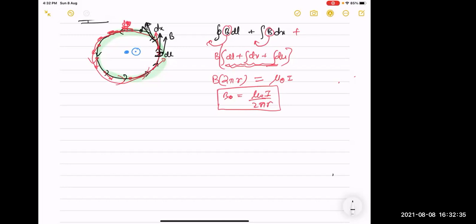That is 0.4. Are you sure? I mean, it's the same wire, right? Yeah, it's the same wire. Magnetic field varies as 1 by R or 1 by R square? 1 by R. So is it 0.4? Yes, so it's 0.4.